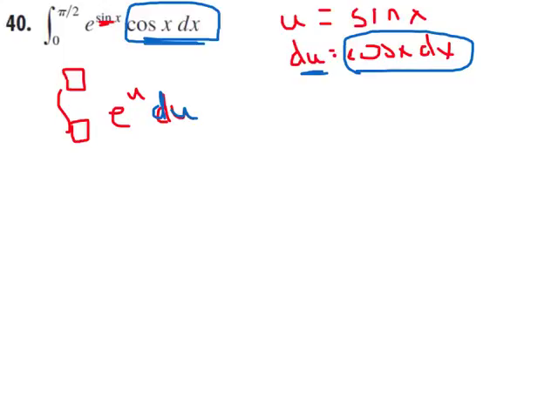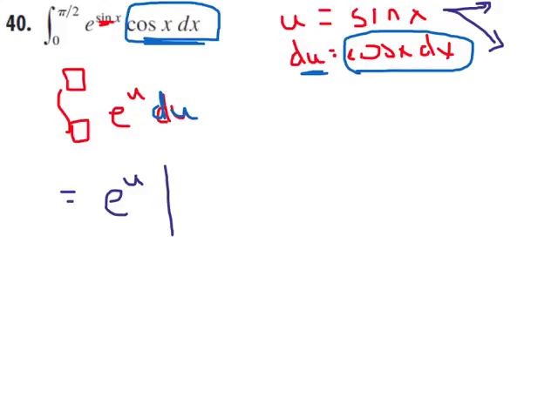All right, what is the integral of e to the u? It's just e to the u. We don't need a plus c because we're doing a definite integral. And again, I'm going to say, all right, when x equals 0, then u equals sine 0. When x equals pi halves, then u equals sine pi halves. I'm getting it from that line right there.